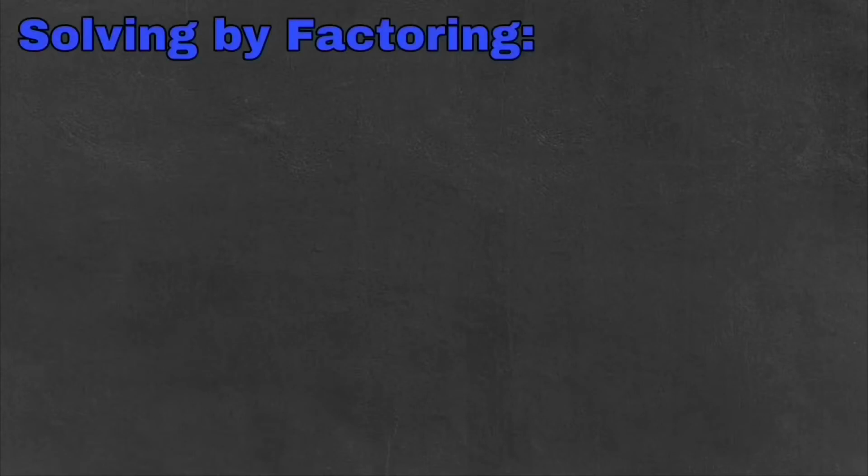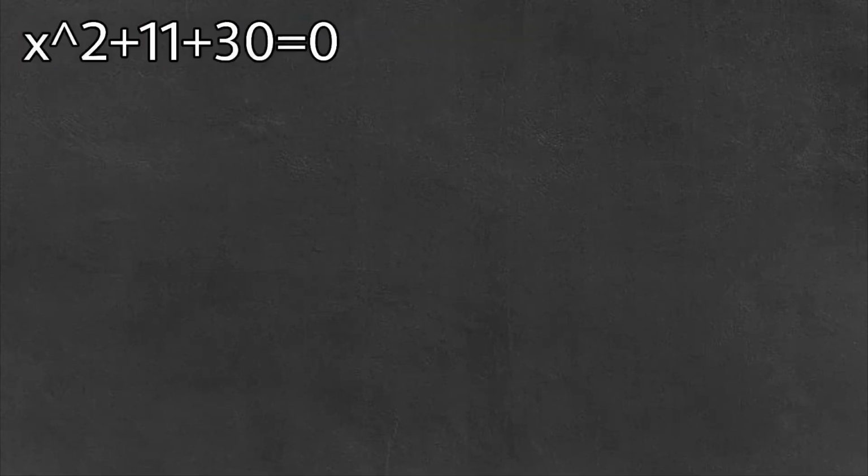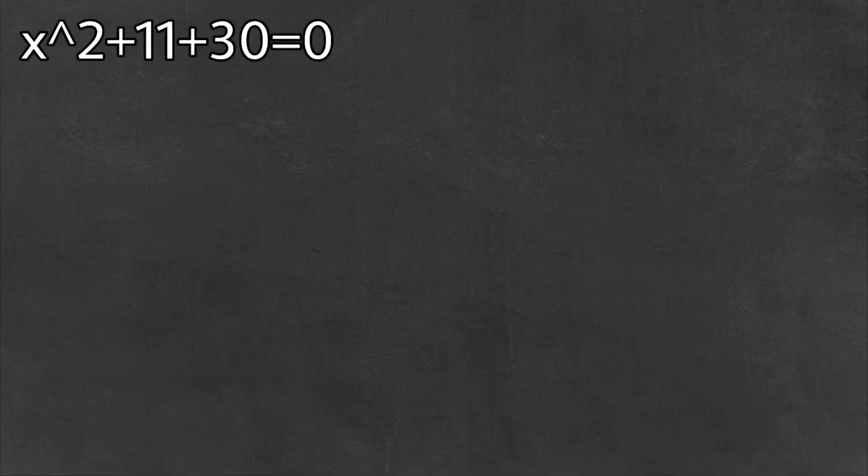Our third method of solving quadratic equations is by factoring. Solving by factoring is the best method to use when you can factor the equation easily. For our example, we are going to solve x squared plus 11x plus 30 equals 0. Now we have to find the two numbers that add up to 11 but multiply to make 30. So which ones work? Let's list some factors of 30.